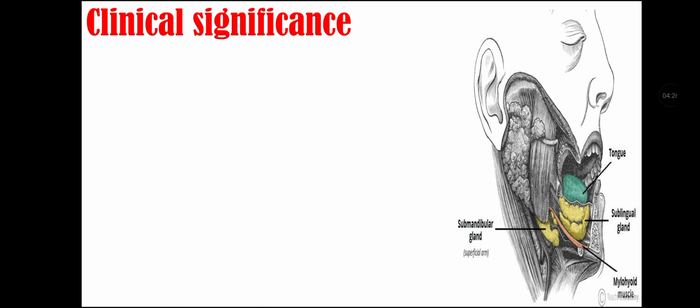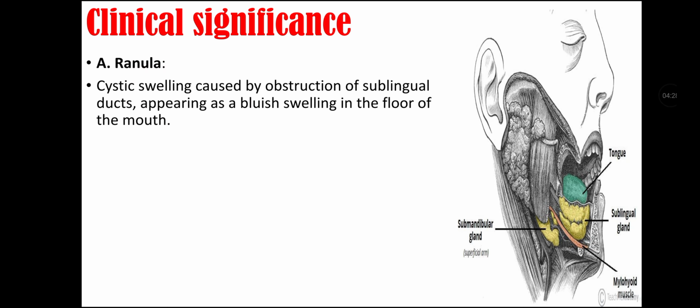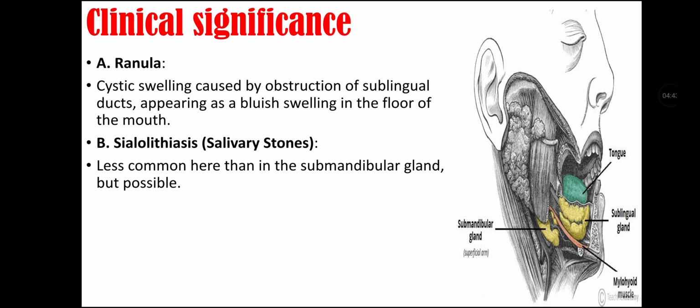Clinical significance of sublingual gland. First, there may be ranula, that is a cystic swelling caused by obstruction of sublingual ducts that appears as a bluish swelling in the floor of the mouth. Second significance is sialolithiasis, that is also called a salivary stone, that is less common in case of sublingual gland and it is more common in the submandibular gland, but it is also possible in the sublingual gland.